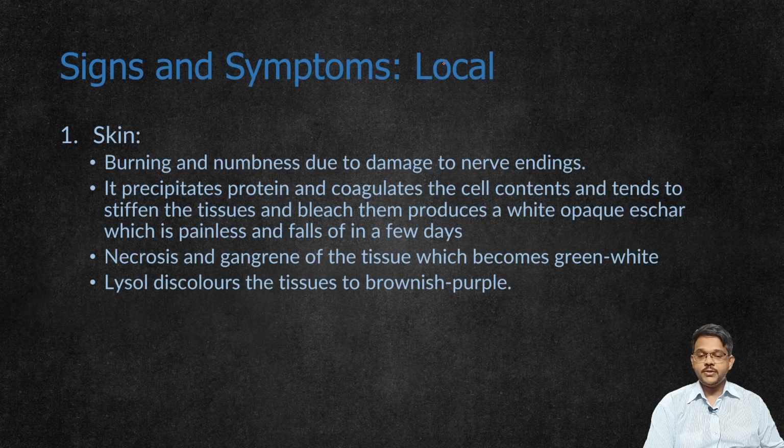Coming to signs and symptoms, first the local symptoms on the skin and mucous membrane. On the skin, it causes burning and numbness due to damage to nerve endings. It precipitates protein and coagulates the cell. So whenever its concentrated form is applied on the skin, it causes numbness, and because of its corrosive action it causes coagulation of proteins of the cell and tends to stiffen the tissues, sometimes leading to scar formation, which is a white opaque scar that is painless and usually falls off in a few days. There is necrosis and gangrene formation depending on the concentration, which becomes greenish white in color. Lysol, if present, discolors the tissue to brownish purple.